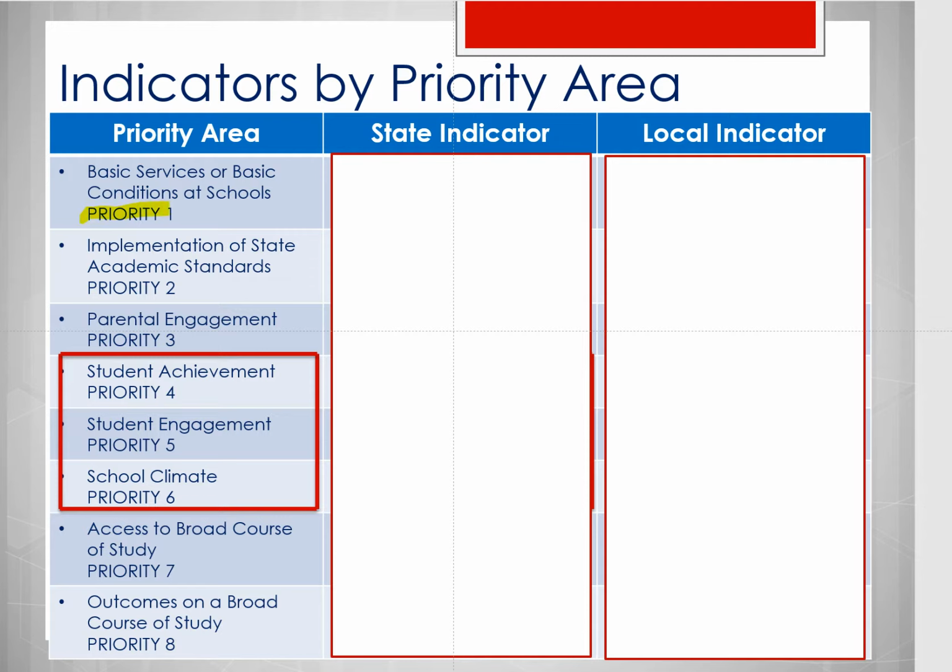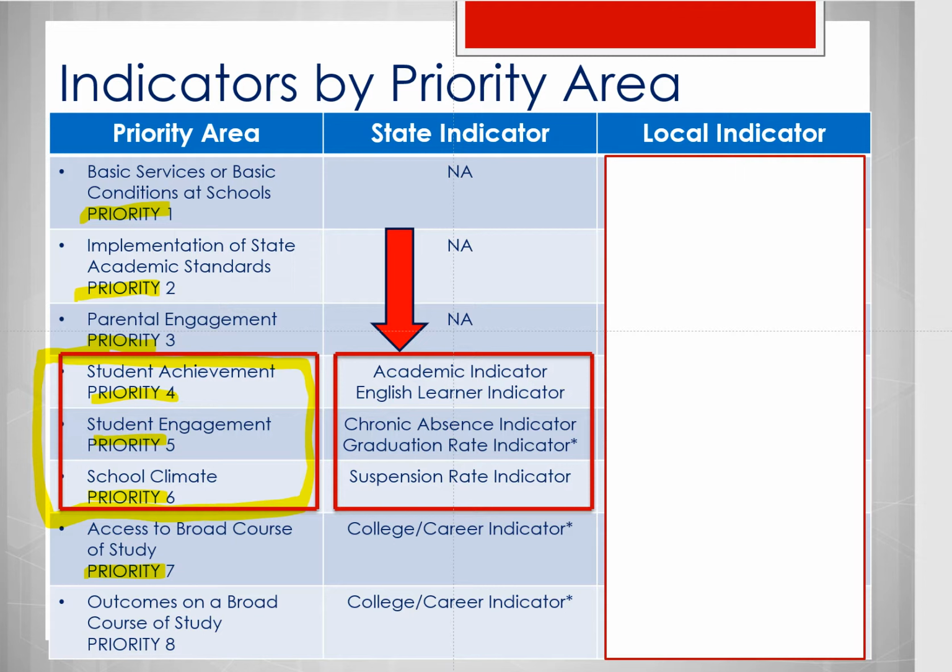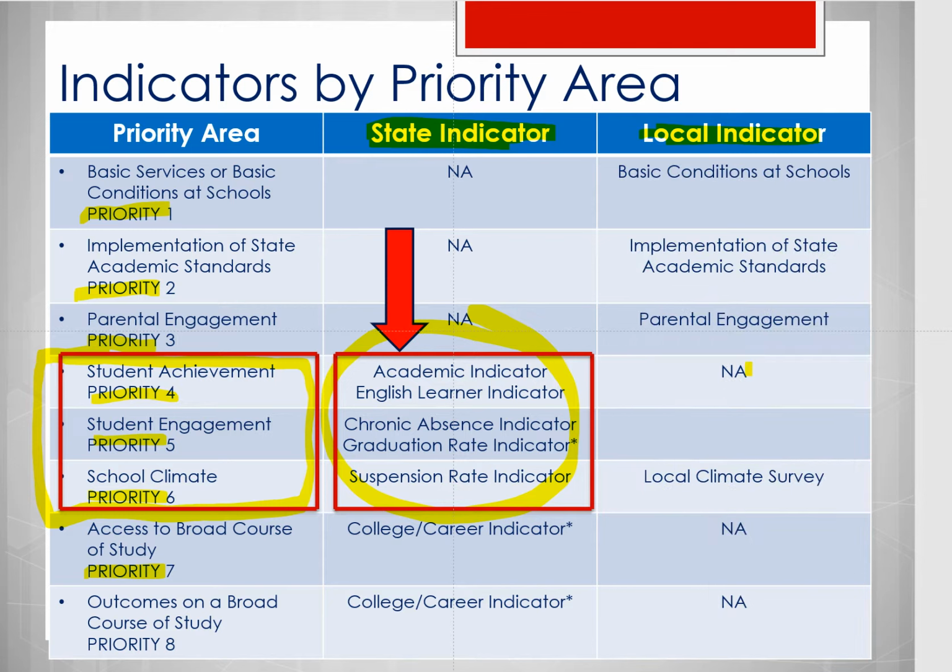There are 8 priority areas that are on the dashboards, as you see them listed here. The focus of our presentation is going to be right here in the red on priorities 4, 5, and 6, because those are the state priorities that will be on our dashboards. The priorities are categorized in two areas: one is a state indicator and another is a local indicator. These are the state indicators, while these areas over here are the local indicators. But again, our focus in this presentation is the state indicators.